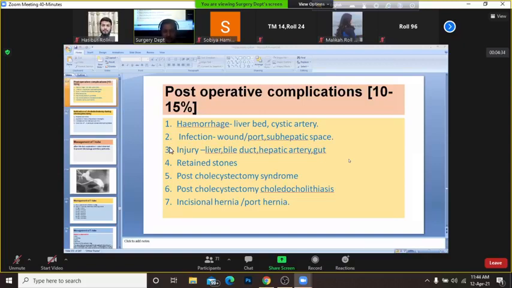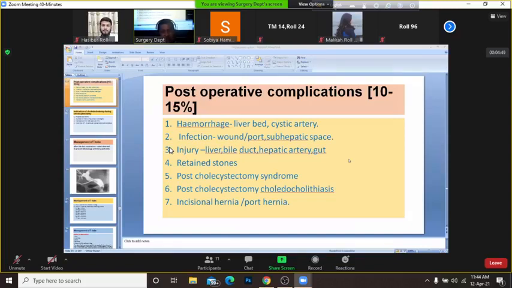Post cholecystectomy syndrome, that is a symptom complex that develops or persists even after cholecystectomy operation.